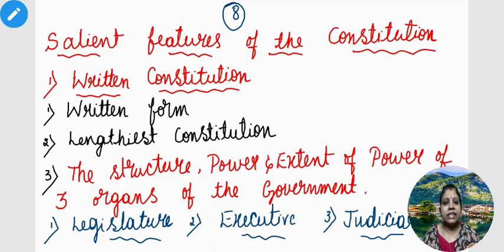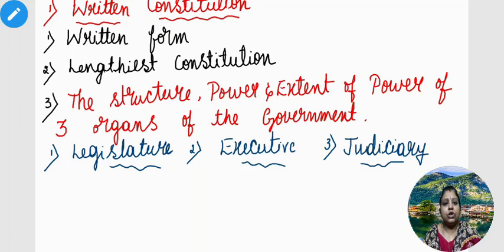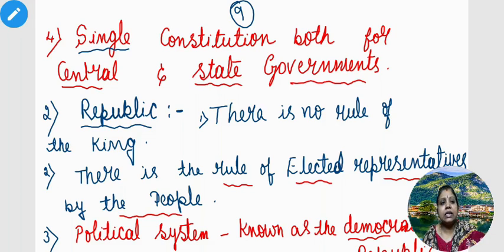Today we started discussing the salient features of the Constitution. First, we discussed the written Constitution. Under it, the rules are in written form. Ours is the lengthiest Constitution. The structure and the power and extent of power of the three organs of the government are mentioned. Those three organs are the legislature, the executive and the judiciary. In India, we follow a single constitution for both central and state governments. Therefore, our constitution is called the lengthiest constitution.